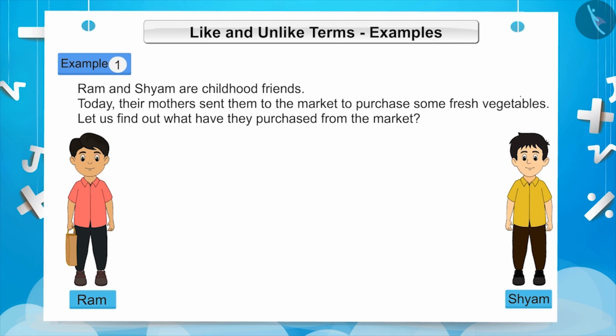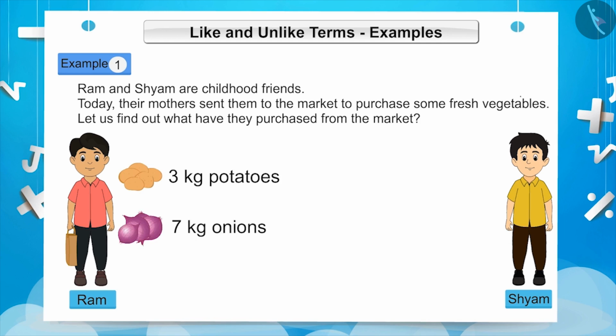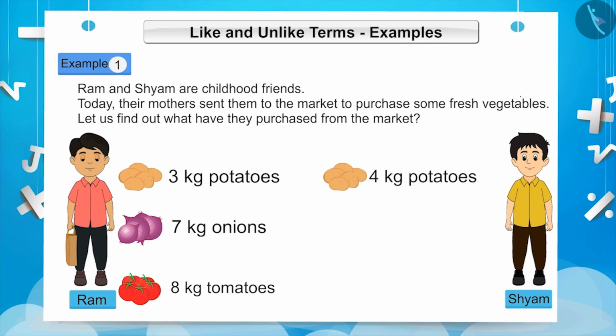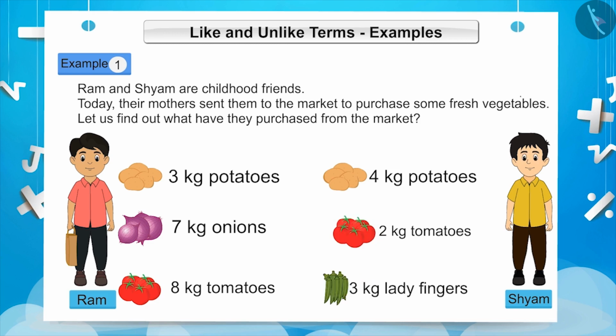Ram bought 3 kg potatoes, 7 kg onions, 8 kg tomatoes, and Shyam purchased 4 kg potatoes, 2 kg tomatoes, and 3 kg lady's finger from the market.